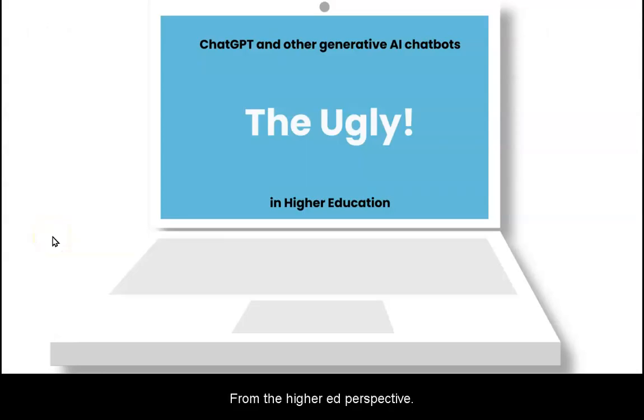From the higher ed perspective, the ugly about ChatGPT and the chatbots is that they enable students to cheat very easily. In other words, these tools are going to make it very difficult for us to assess our students in the same manner that we've been assessing them for a very long time, and this change is coming about very quickly. So I'm going to give you a couple of examples of how the tool could be misused.